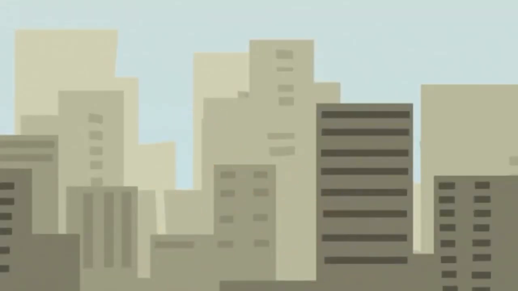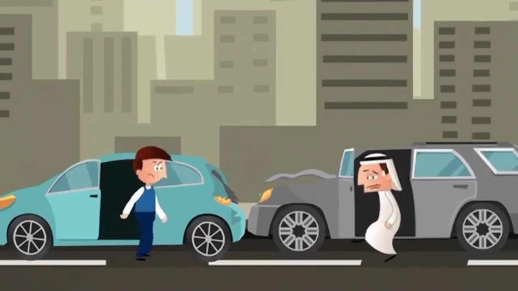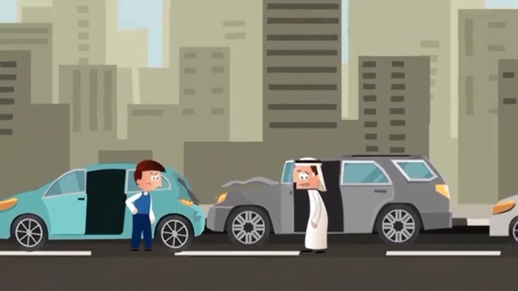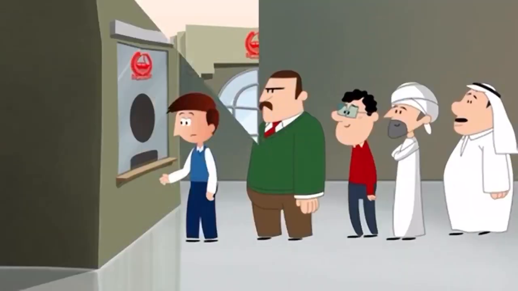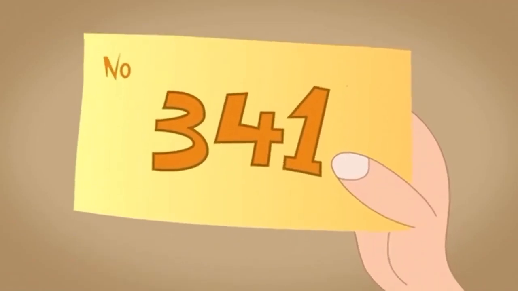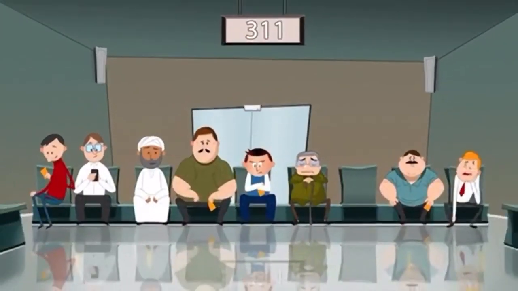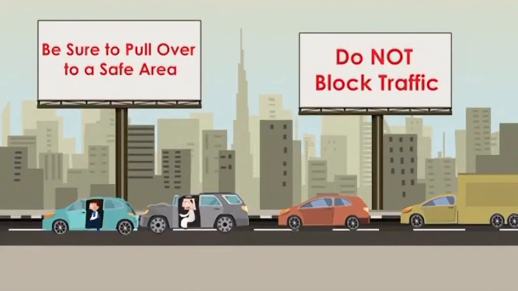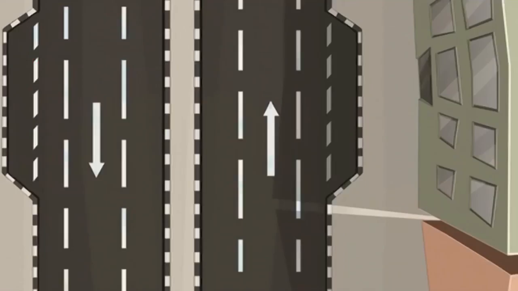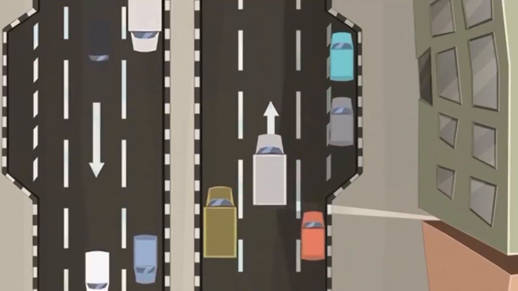Fender benders. Never fun. And what's even more annoying is the time you need to spend dealing with the accident. Heading down to the police station. Filing an accident report. Can this process be done in just 3 minutes? Here's how it works. First, be sure you and the other driver pull over to a safe area.